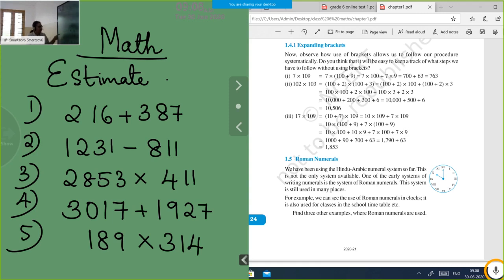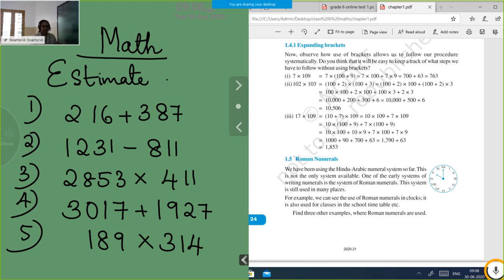Fourth one, 3017 plus 1927. Estimate the sum. Fifth one, 189 multiplied by 340. These are the questions. As a test, you have to do it now. By the end of the session, teacher will ask the answers of these.